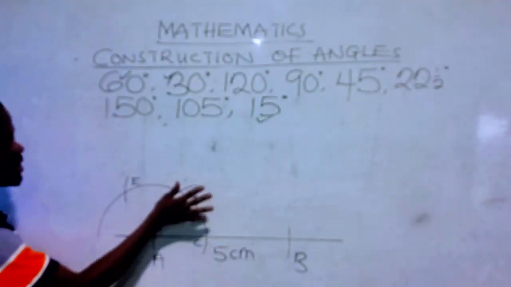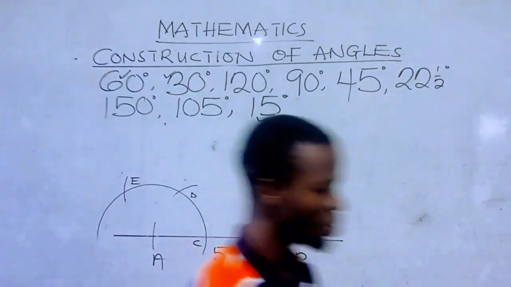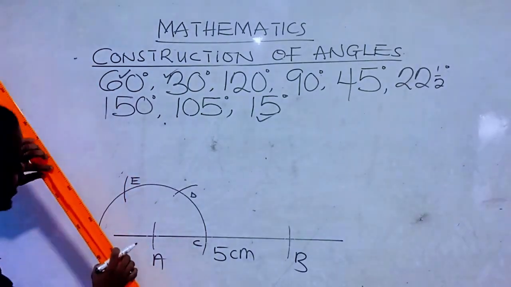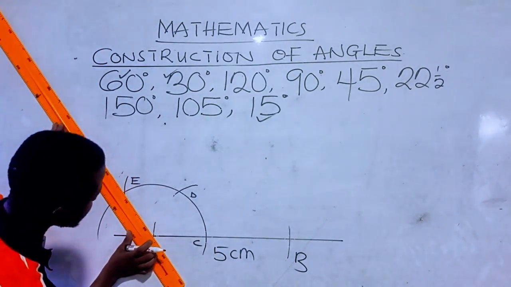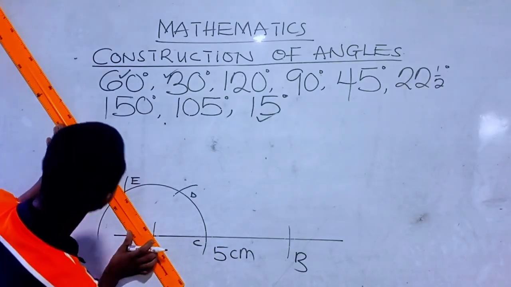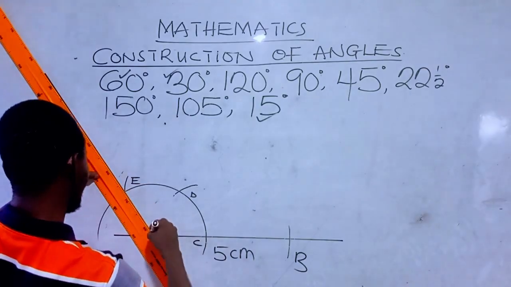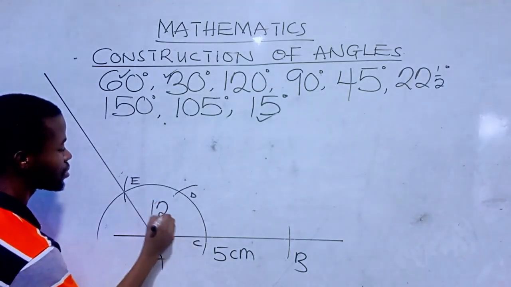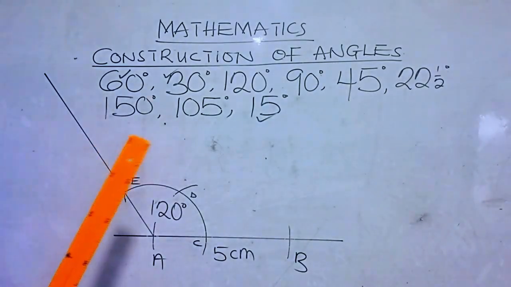This means that 60 plus 60 will give me 120. So my 120 degrees will be, I'll draw a line from A to pass through E like this. So I'll draw a straight line like this. This angle here is 120 degrees. You can confirm with your protractor.